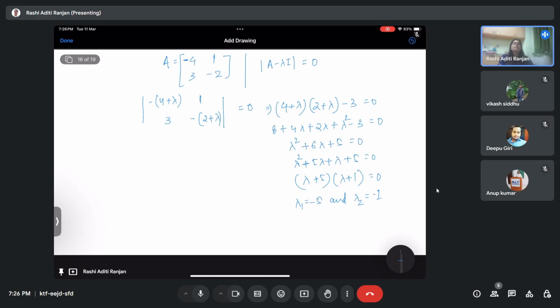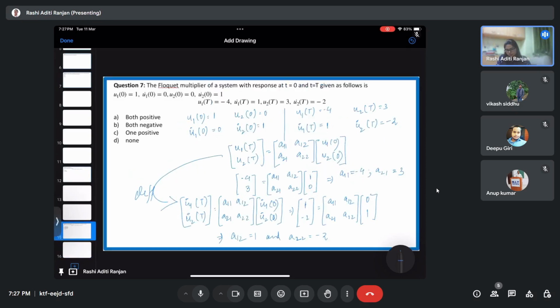Because both my eigenvalues, if I again plot it, one is -1, the other one is -5. Anyways, even if one is -1, the other one is -5, which is outside of the unit circle, which means that my system is unstable, right? But in this question, it is asking me about the Floquet multiplier, whether it is positive, negative, one is positive, both positive.